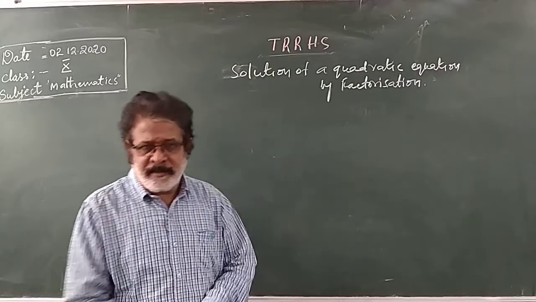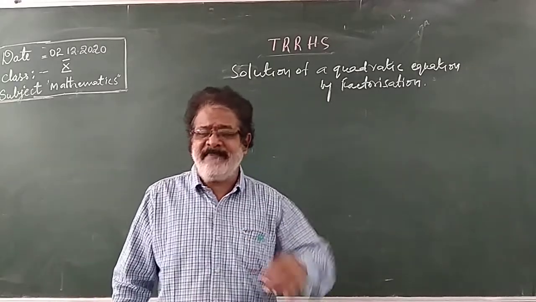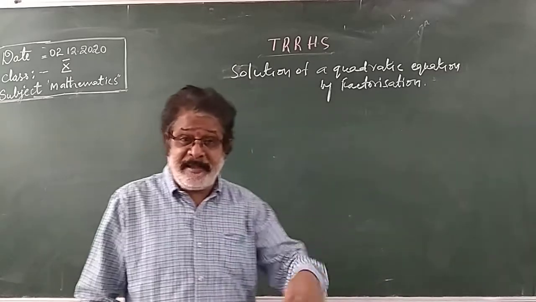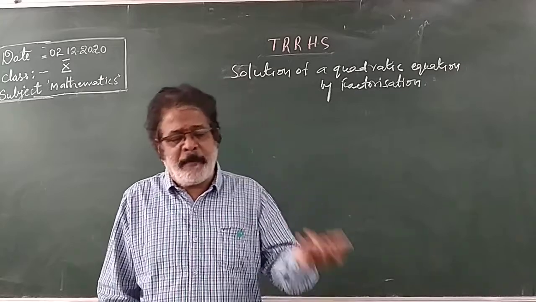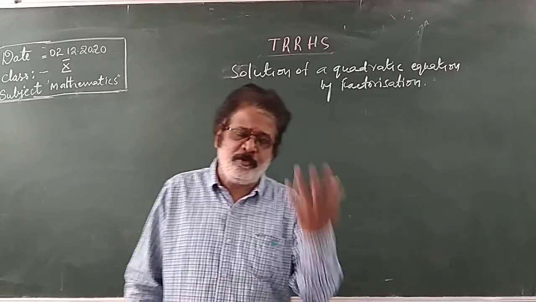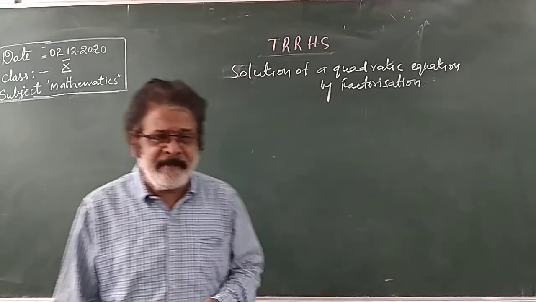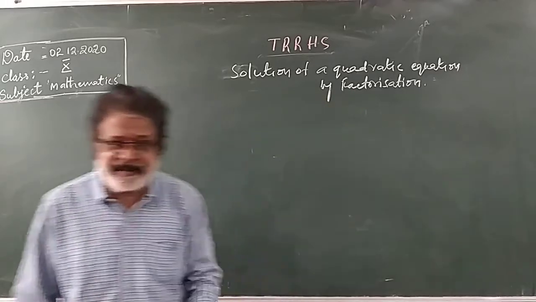What do you call them? In the polynomial chapter, we used to call them zeros, alpha, beta. In case of a quadratic equation, we say roots or solutions. Every quadratic equation will have two roots, two solutions, or two zeros. They are alpha and beta. How to factorize? Solution of a quadratic equation by the factorization method.